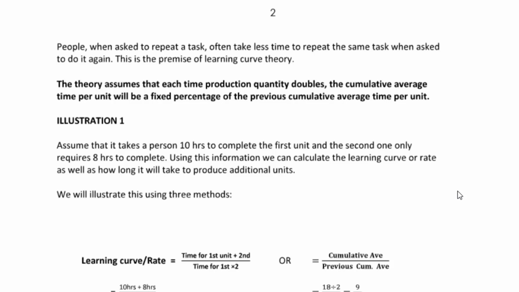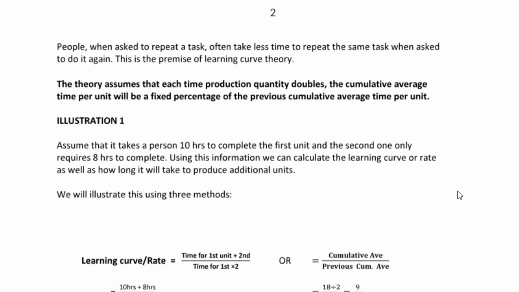So the theory behind this basically suggests that every time the number of units double, the cumulative average time per unit will be a fixed percentage of the previous cumulative average time per unit. So in other words, it basically forms a pattern. We call that pattern a learning curve. Okay, so the best way to give you an idea of this would be to do a basic illustration so you can understand the concept of the learning curve, the cumulative average, the fixed percentage, etc.